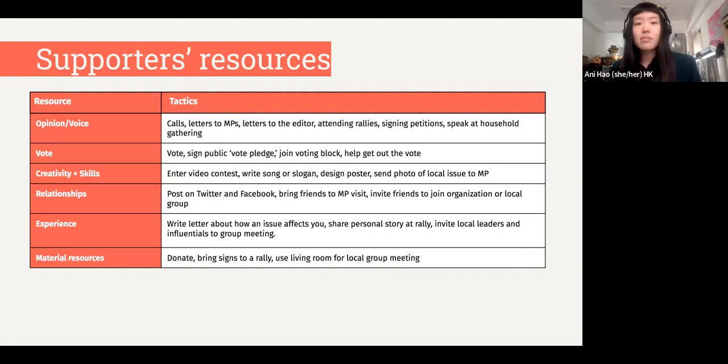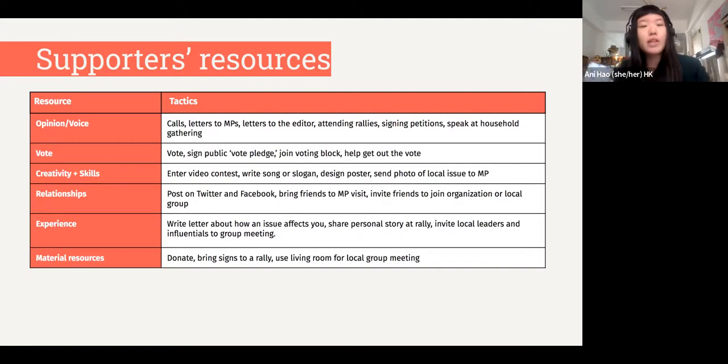These are just some examples of tactics to do with different supporters' resources. There's just so many available tactics. It's actually completely infinite. So I don't want us to be restricted to these tactics here. It's like the more that you think of tactics, the more that you can think of.